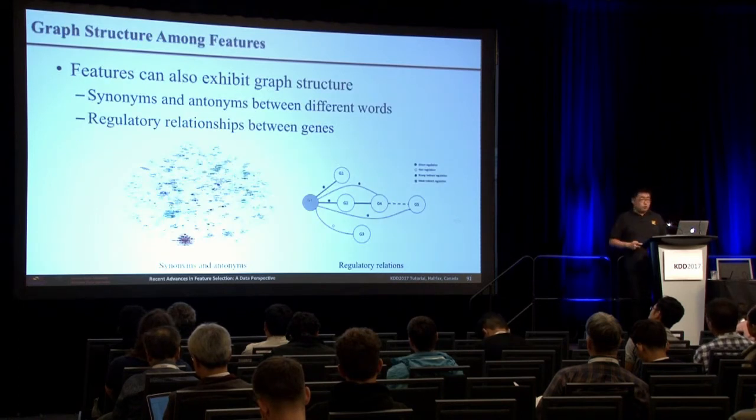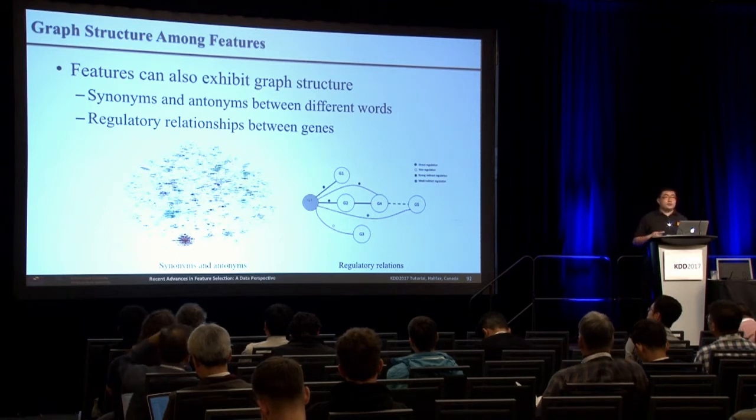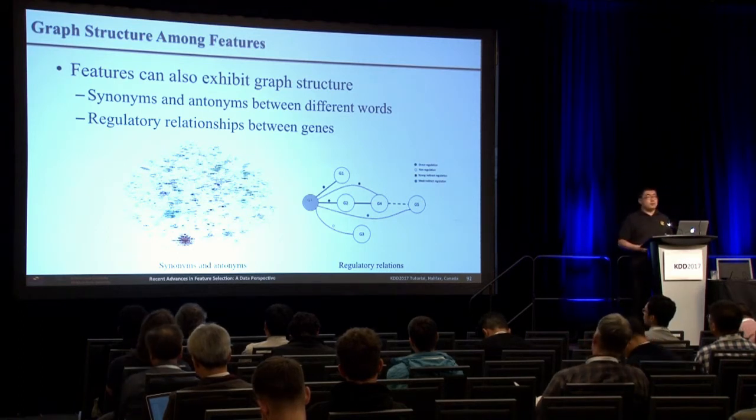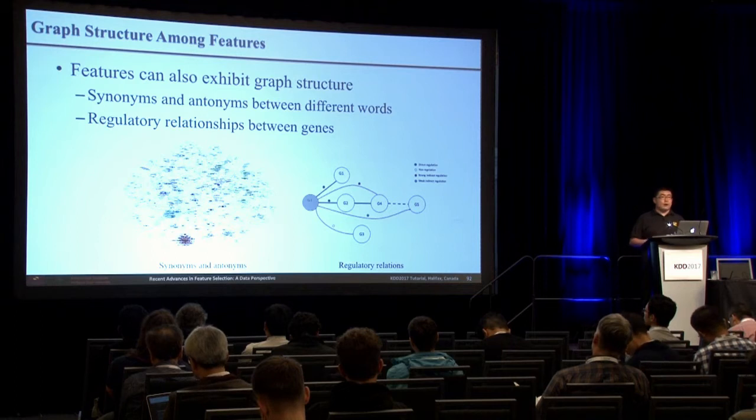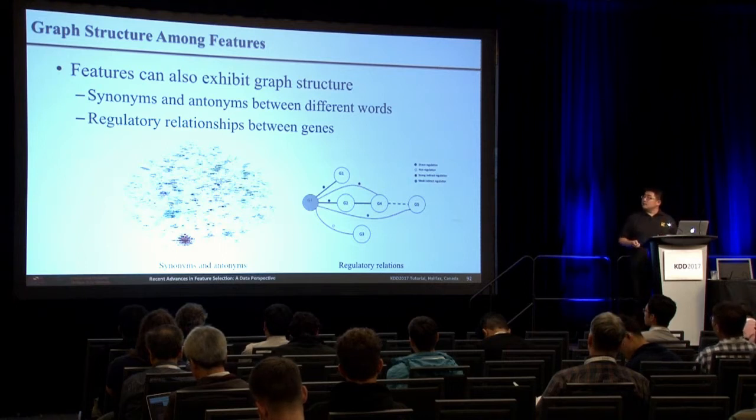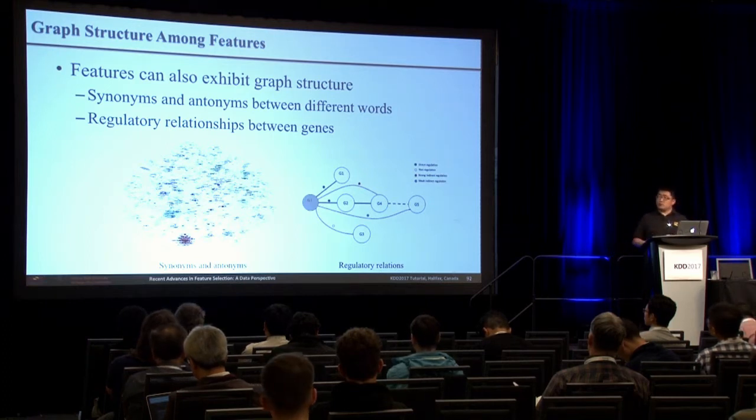So here we have talked about the group structure and the tree structure. In addition to that, in many real-world applications, we may have strong pairwise feature interactions among different features. Some examples can be the synonyms and the antonyms between different words in natural language processing, and the regulatory relations between different genes.